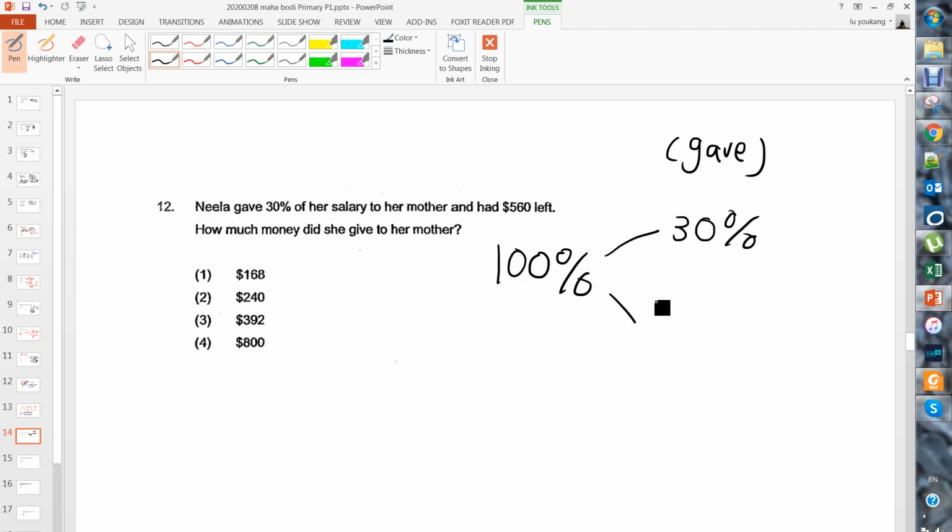Okay, good. So 100%, 30% gave. How much is left? Okay, tell me the operation first. Minus. What minus what? 100% minus 30%. So 100 minus 30 is? 70. Good. So 100% minus 30% is what is left. Write properly, otherwise I see it as 76. So 70% what?